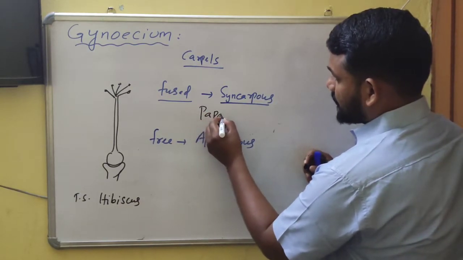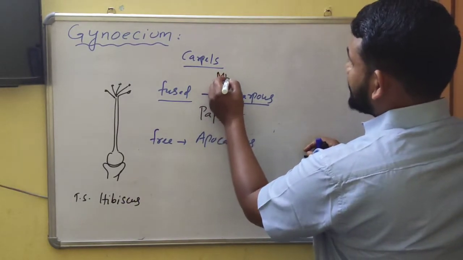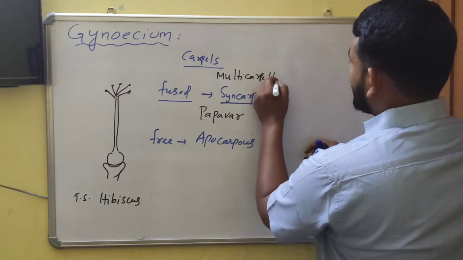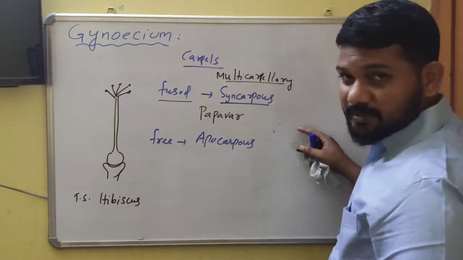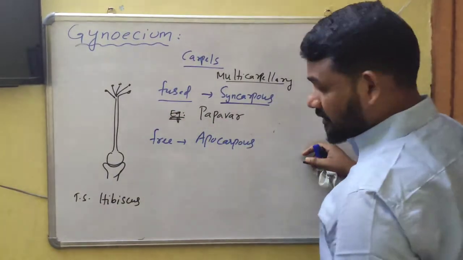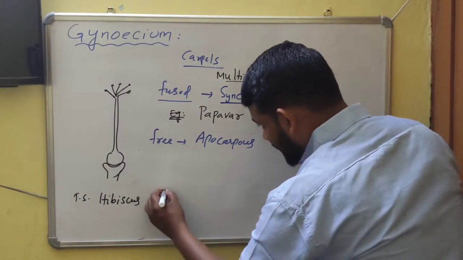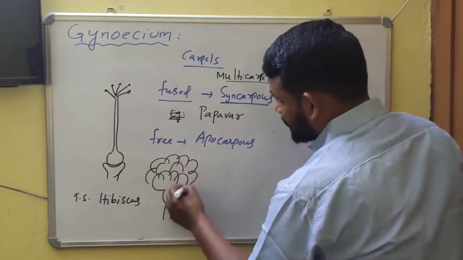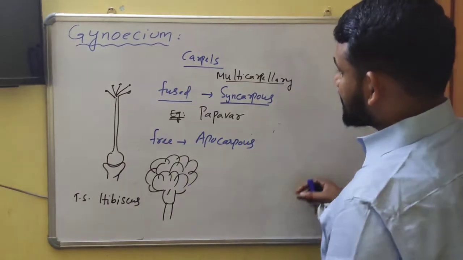A multicarpellary syncarpous gynoecium can be found in papaver. Multicarpellary means more than five carpels, and when all carpels are fused with each other, the gynoecium is called multicarpellary syncarpous gynoecium, present in papaver.